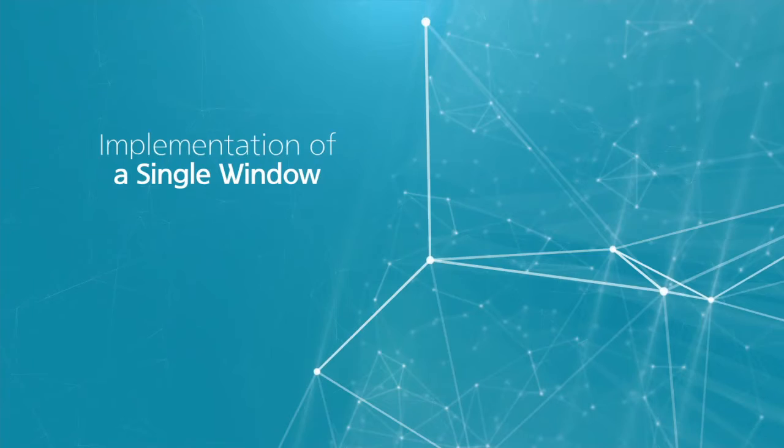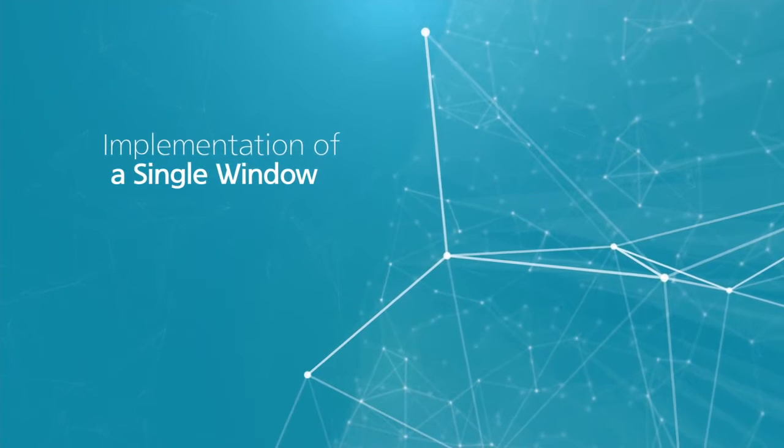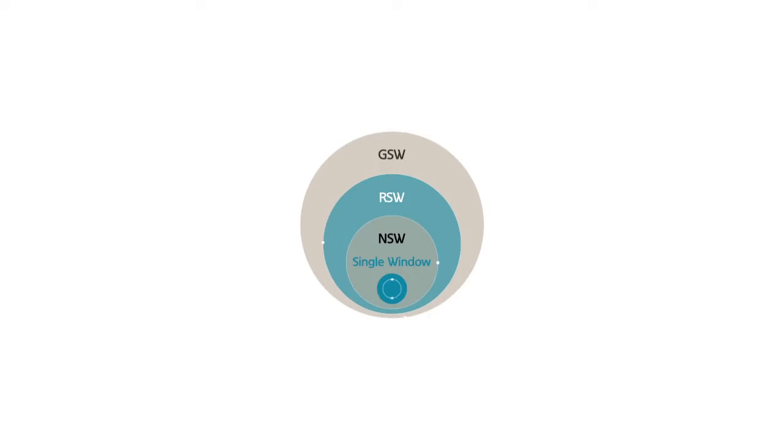Given all these features, how can we build a single window? A single window is divided into three systems. First, a base single window for electronic transaction and authentication across a nation. Second, a freight single window for export-import freight management. And third, a customs clearance single window for processing export-import customs clearance.